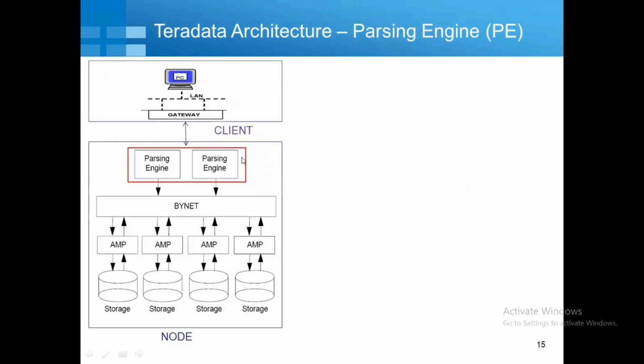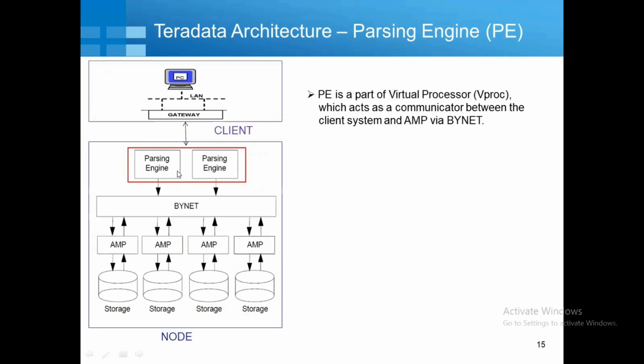Then what is the functionality of the parsing engine? I told you, the parsing engine is the first gatekeeper from the client to the database. It acts as a communicator between the client and the database, through the AMP and Binet. This is the parsing engine.